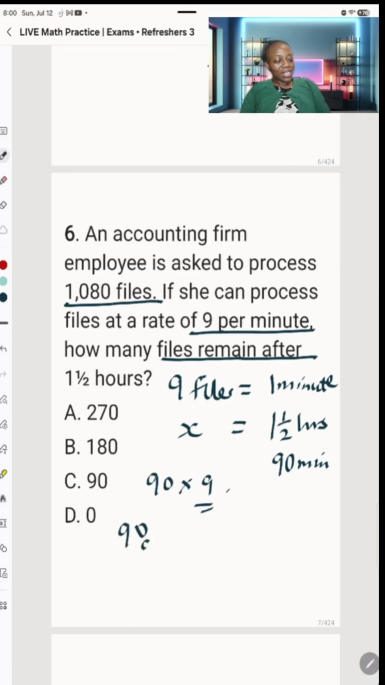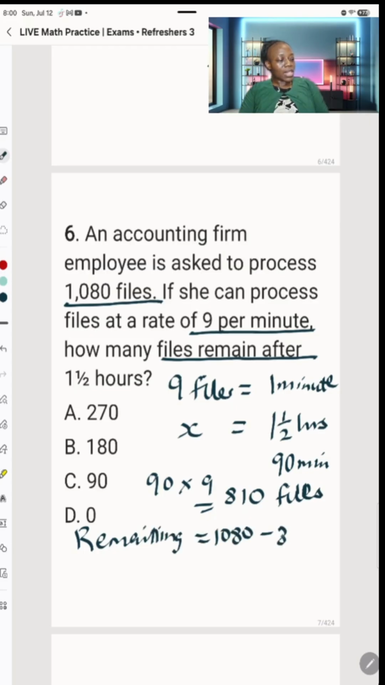So we processed in 90 minutes: 90 times 9, what is that? 9 times 9 is 81. So this is going to be 810 files in 90 minutes. Remaining files will be 1080 minus 810. Subtracting, that is going to be 270 files. So the remaining will be 270, and that is A.